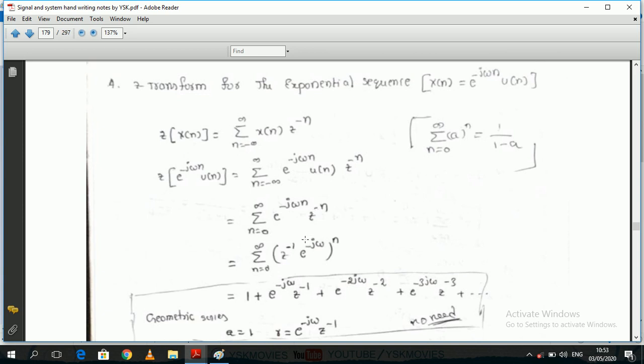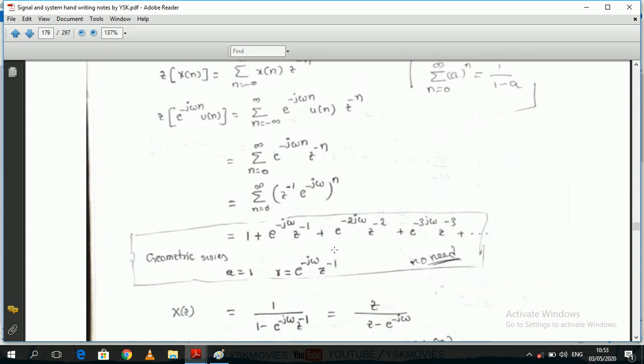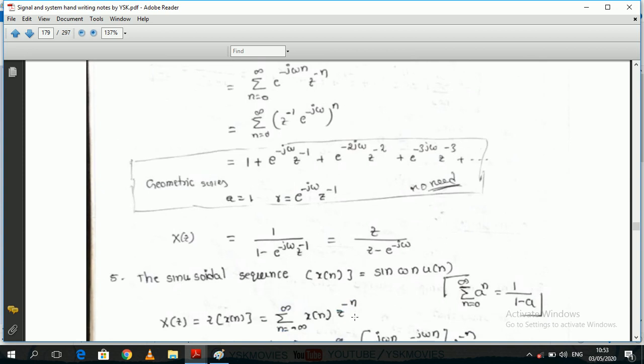So then how is it possible? Just take n as common, put it as (z power minus 1 e power minus j omega) power n. So this looks like a power n. Then this a power n sum is nothing but 1 by 1 minus a.